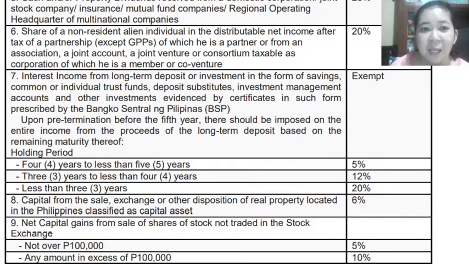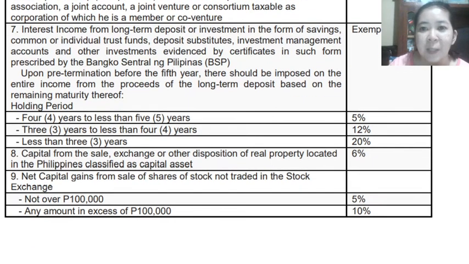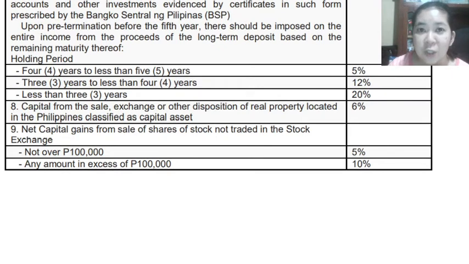Okay, so here, for example, the long-term deposit is for 5 years. The first item right here is, what if the taxpayer withdraws or pre-terminates his deposit after 4 years but less than 5 years. Okay, so in this case, he will be taxed for his entire income, or proceeds that he withdraws from the bank. The final tax for that is 5%.